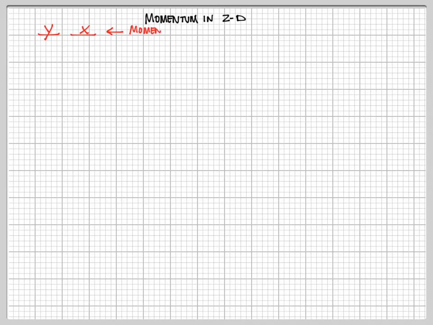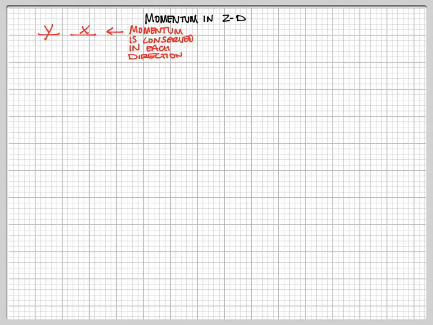We'll write that down because it's important. Momentum is conserved in each direction. So, find your initial momentum in the x, your initial momentum in the y, and it's going to stay constant all the way through the problem. That's really all there is in momentum in 2D.